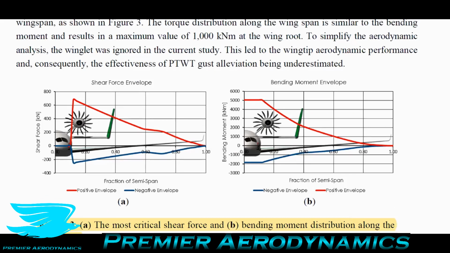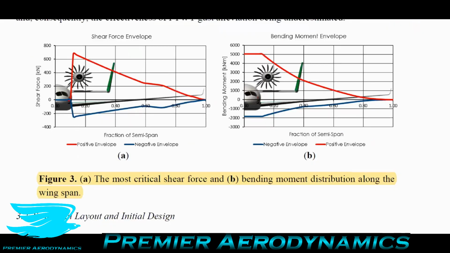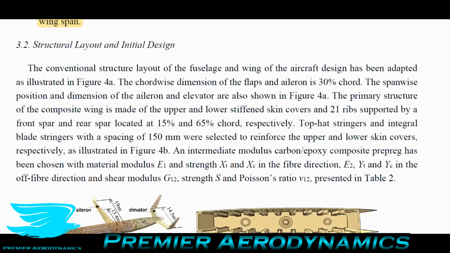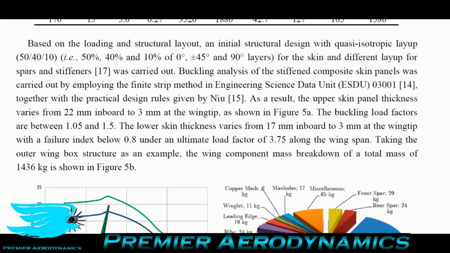And then they also plotted the shear force acting on the wing of the aircraft and the bending moment. And as you can expect, near the wing root is where you get the greatest shear force and the greatest bending moment. So that's where the wing is probably going to snap if you overload it. So that's not good. You don't want wing snapping.